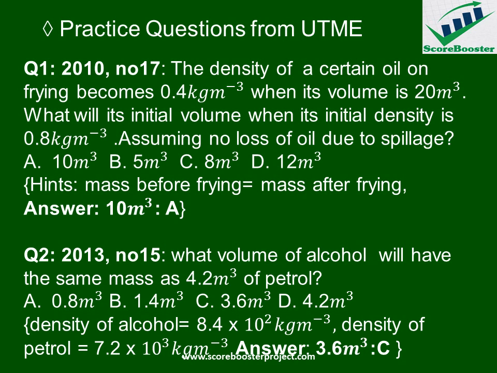Then the second question we have given you here comes from 2013, number 15, and the question goes thus: what volume of alcohol will have the same mass as 4.2 meter cube of petrol? You are given the density of alcohol to be 8.4 times 10 raised to power 2, and that of petrol to be 7.2 times 10 raised to power 3. The expected answer is 3.6 meter cube, that is option C. Now, our next video will be on relative density, with sample questions and solutions from UTME.